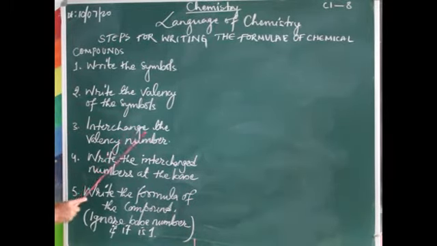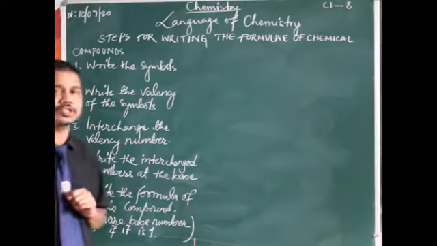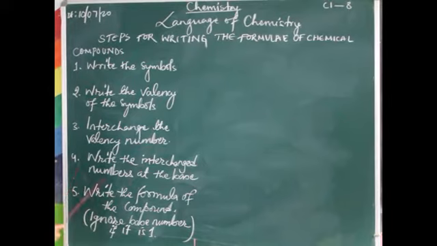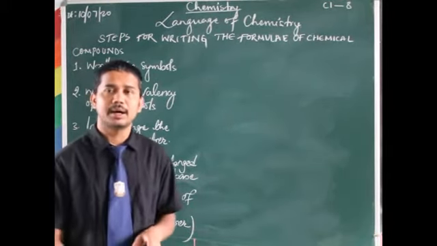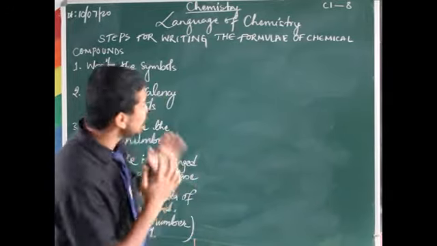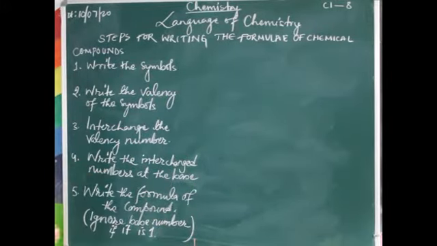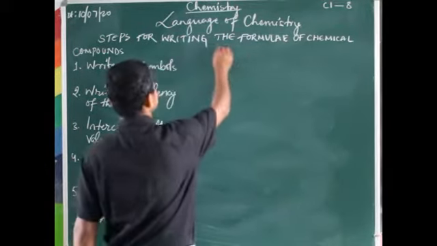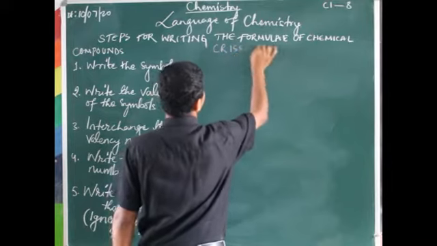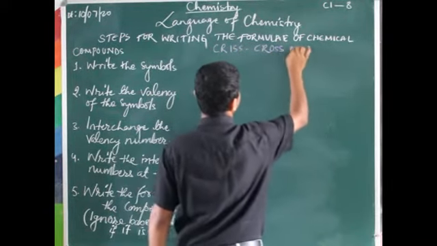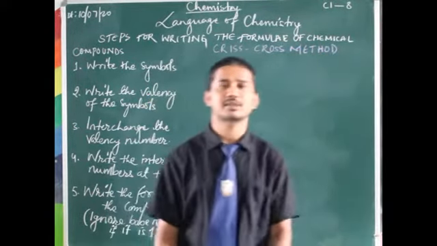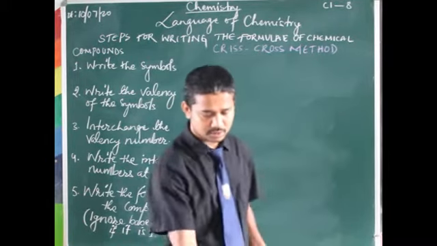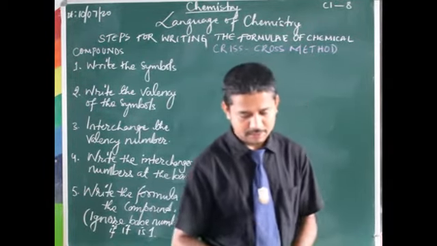Number 3, interchange the valency number. Then we'll be interchanging the valency number. Number 4, write the interchanged numbers at the base. Number 5, write the formula of the compound. So we'll learn this with an example. Okay, and this method of writing chemical formula is called the criss-cross method. So this is the criss-cross method of writing chemical formula.